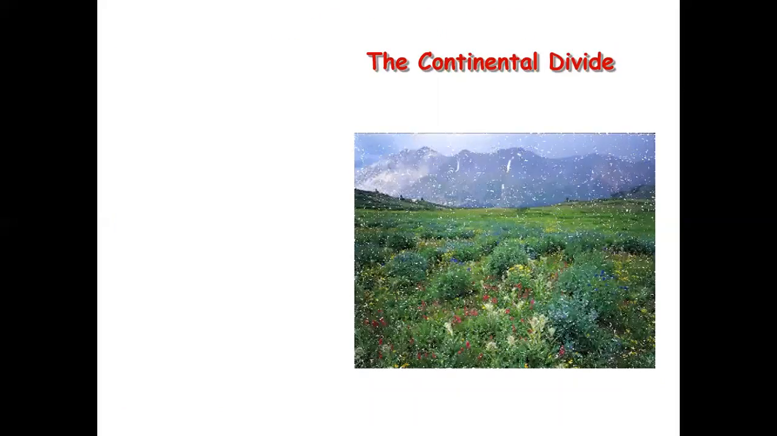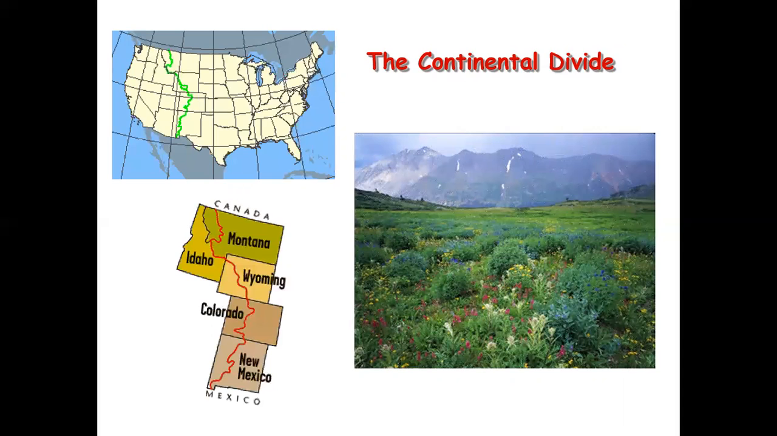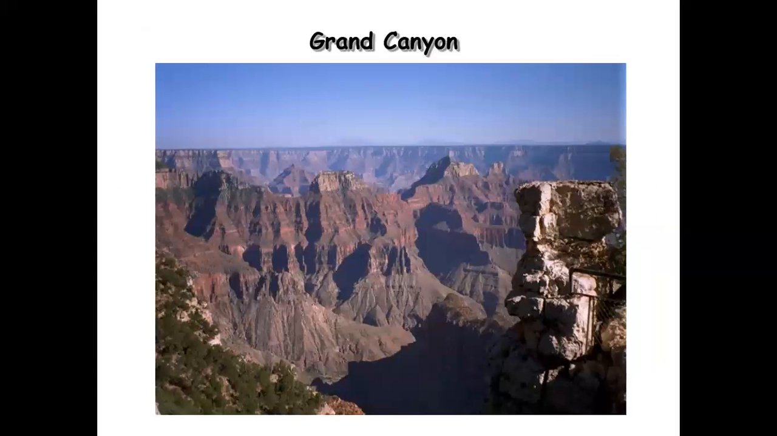Now, continental divide. This is a region that basically goes along the eastern side of the Rocky Mountains, and it is like this big gap in elevation. It's like a giant valley that runs down the course of the whole country, from Montana all the way down to New Mexico. The Grand Canyon, the largest canyon system in the world, and we have it. It is in Colorado, Western Colorado, if I'm not mistaken.